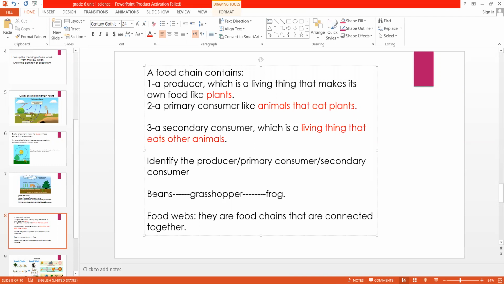Okay, beans, grasshopper, and frog. This is the producer, of course. This is the primary consumer, and the frog is the secondary consumer because it eats the grasshopper and the grasshopper eats the beans. Food webs, web اللي هي الشبكة. They are food chains that are connected together. طبعا in the environment there is not only food chains, but we have also food webs. Chains connected together, they form a web.